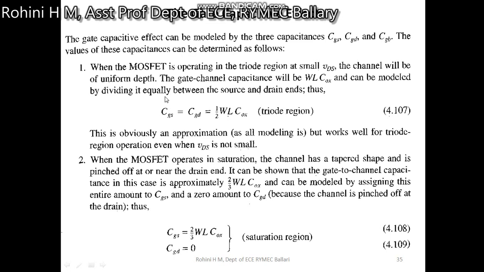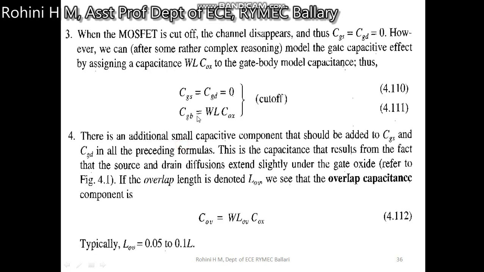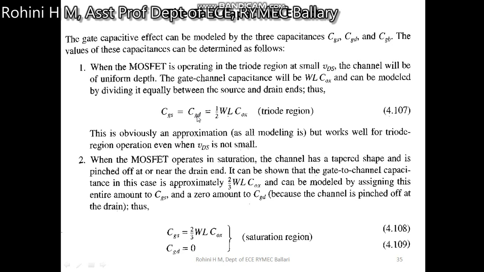As you know, the MOSFET operates in three regions: the triode region, saturation region, and the cutoff region. First, when the MOSFET is operating in triode region, what happens? When we are raising the input slowly, giving the voltage slowly, when we apply a small VDS, the channel will be of uniform depth. Channel is just formed and it is of uniform depth.